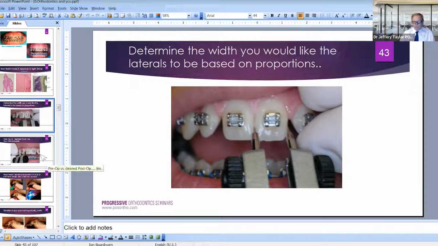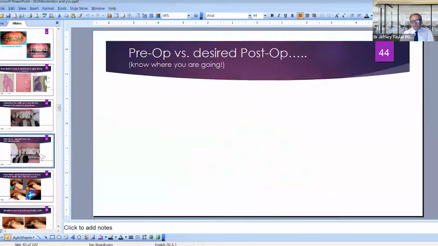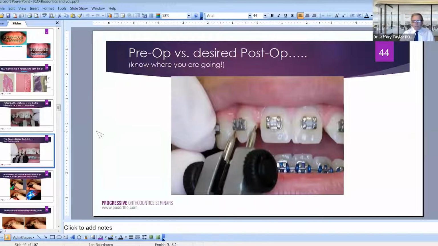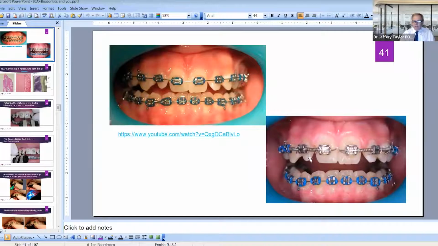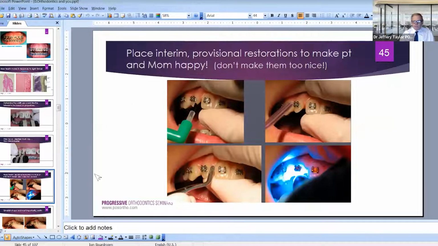So we measure the central, we multiply it by 80%, and then you know exactly what the lateral width should be. So that works out great. And after coil packing and all that other stuff that we did in that previous slide, once you make extra space, then we're going to do this. We're going to put composite on those teeth.